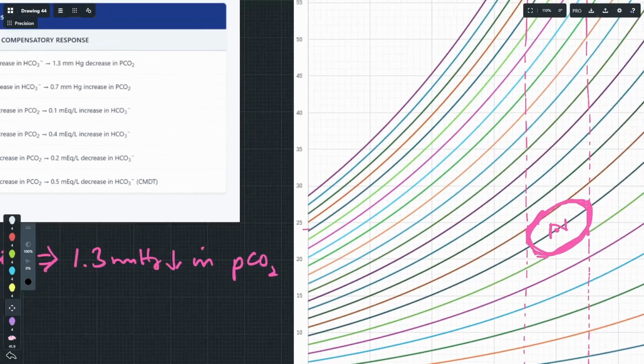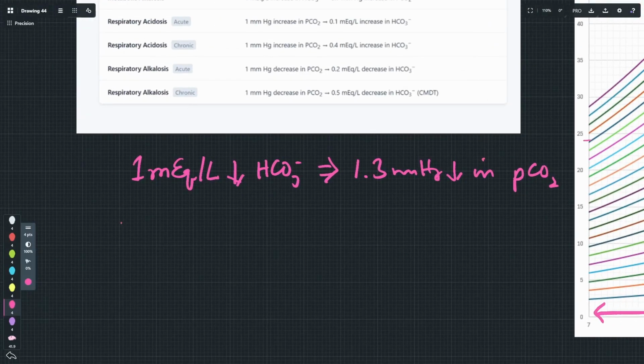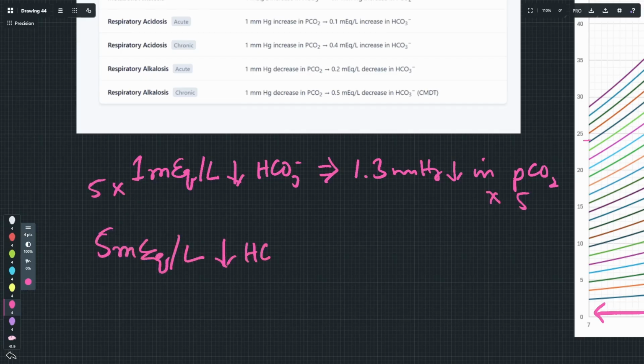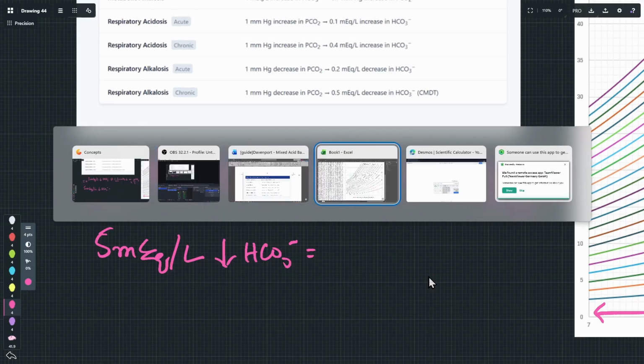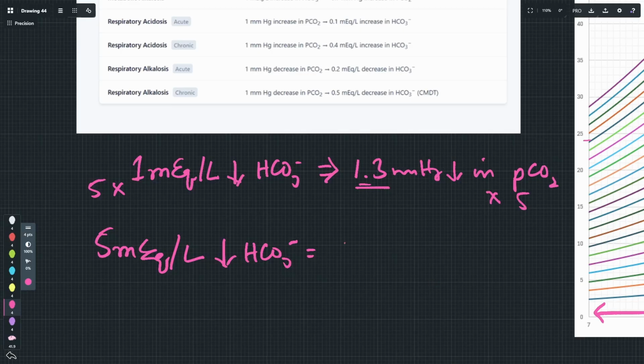Now it's cumbersome to do it for every 1 unit, so I can take a shortcut. What if I multiply these by 5 on both sides? So now it would be a 5 milliequivalent per liter drop in HCO3 is equal to, how much is 1.3 multiplied by 5? Let's open Desmos. So 5 into 1.3 is 6.5. So it is equal to a 6.5 mmHg decrease in PCO2.